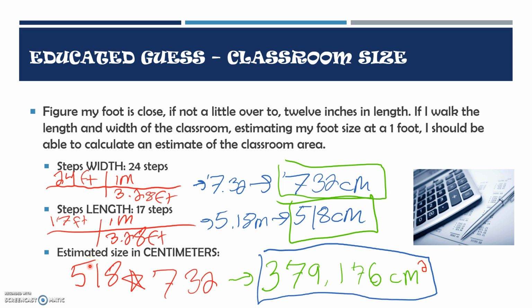Estimated size in terms of centimeters, 518 times 732 is about 379,176 centimeters squared. In case you got confused, this is 7.32 meters. For some reason, the ink tool did not want to write the M. Not really sure why, but whatever.